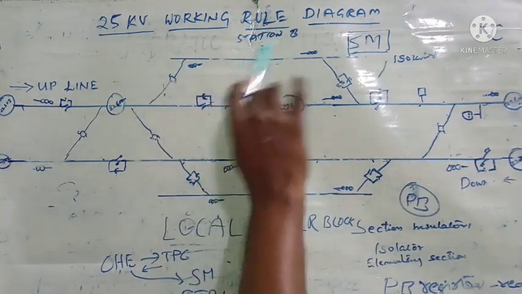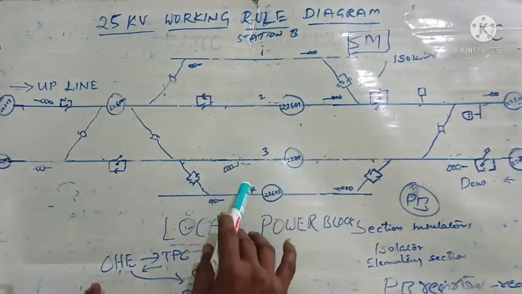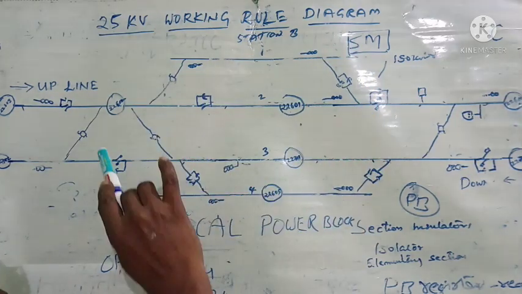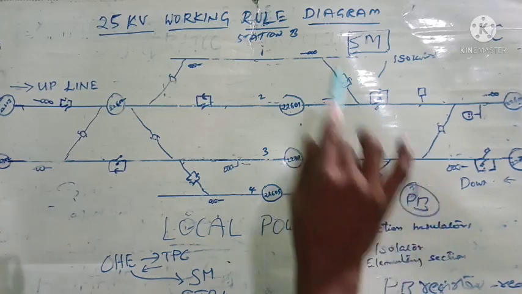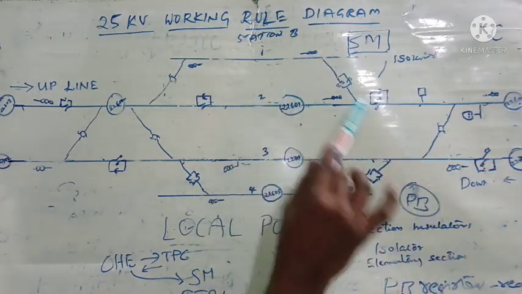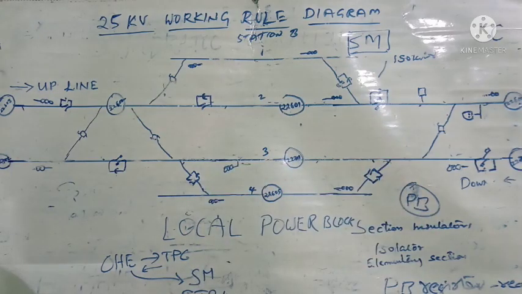Here this is the rule diagram normally available in the appendix G. And also, as I told you earlier, this will be exhibited in the station master's room on the wall. Now let us just see what all these things are.